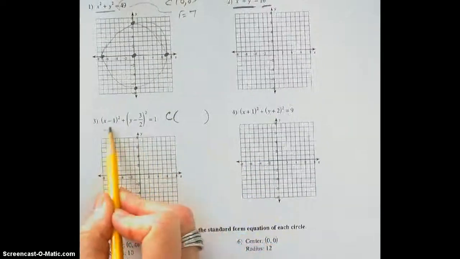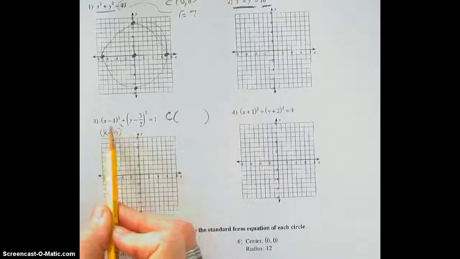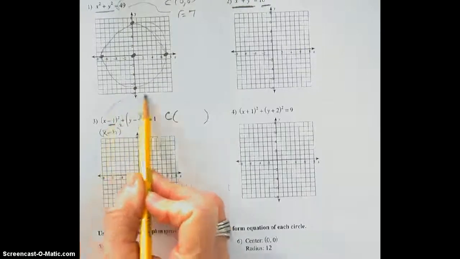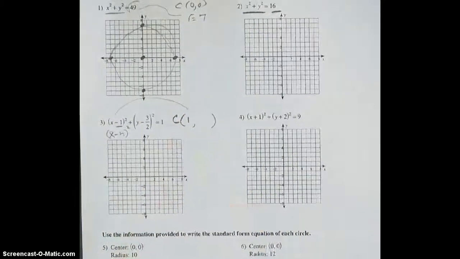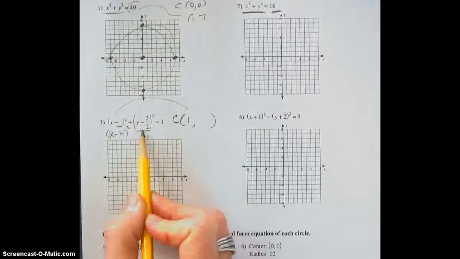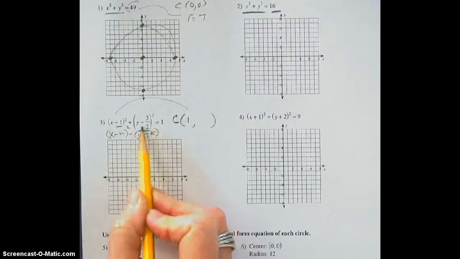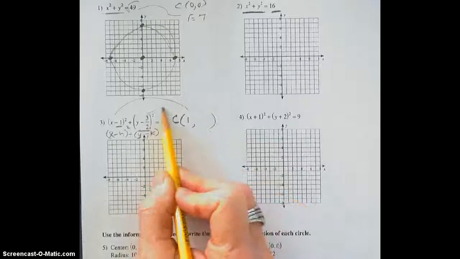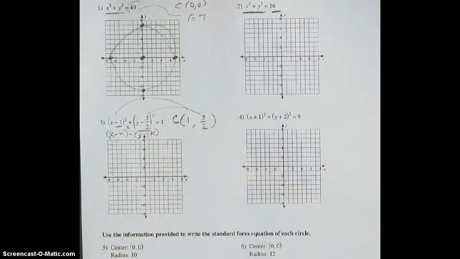So the center is x minus h quantity squared. So if this is a minus 1, when we put it into the center, it actually becomes a positive 1. The y point goes with the y. And again, if it's a minus that point, when we put it into our point, it becomes a positive.